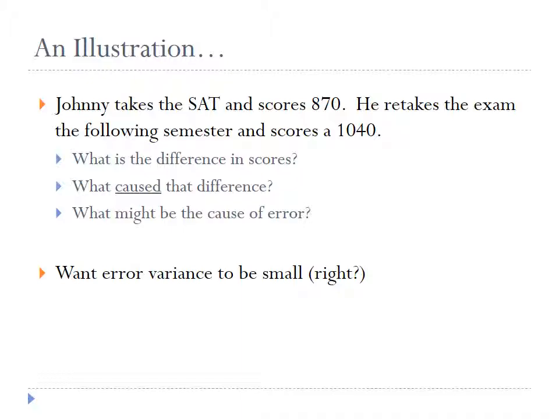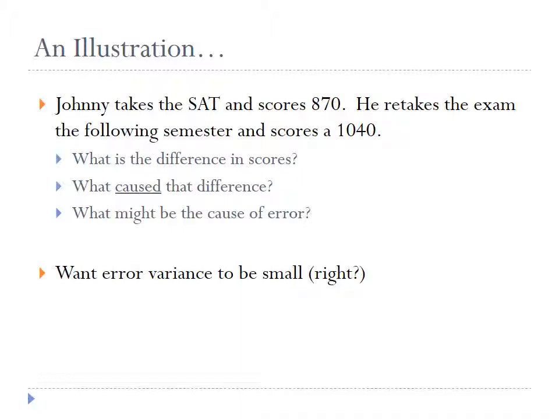The causes of these errors is what we're trying to assess. How much of it is really knowledge gained on Johnny's part, and how much of it was some of these other items, where he took the test, when he took the test, whether he slept the night before. And we want the error variance to be small. You'll note here on the slides that I ask a question, is that correct? Sometimes we don't want error variance to be small.